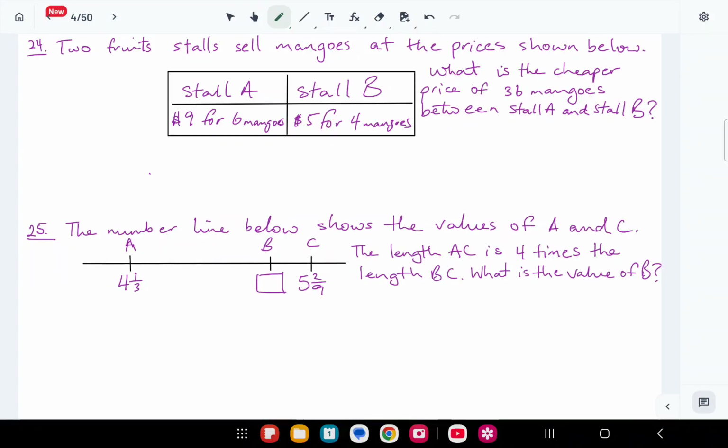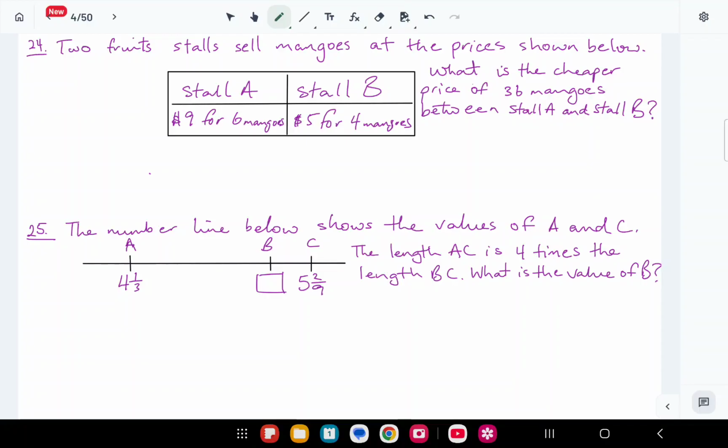Moving on now to number 24. They said 2 fruit stalls sell mangoes at the prices shown below on the table here. We have stall A and we have stall B. They said, what is the cheaper price of 36 mangoes between stall A and stall B? Right? What is the cheaper price of 36 mangoes?